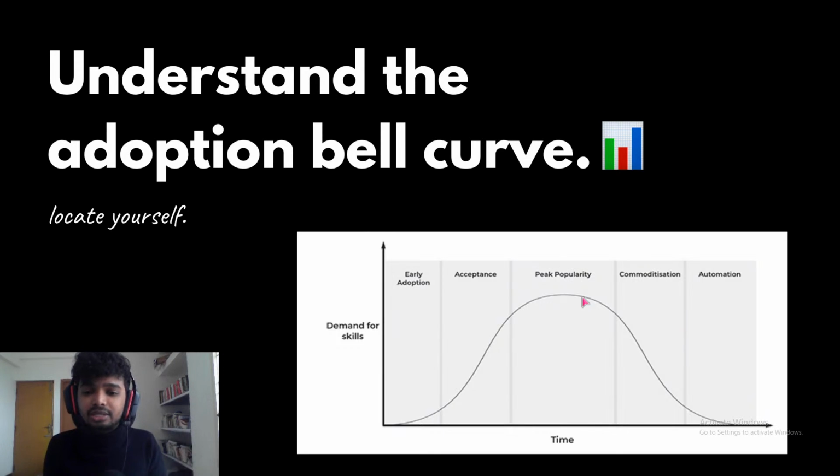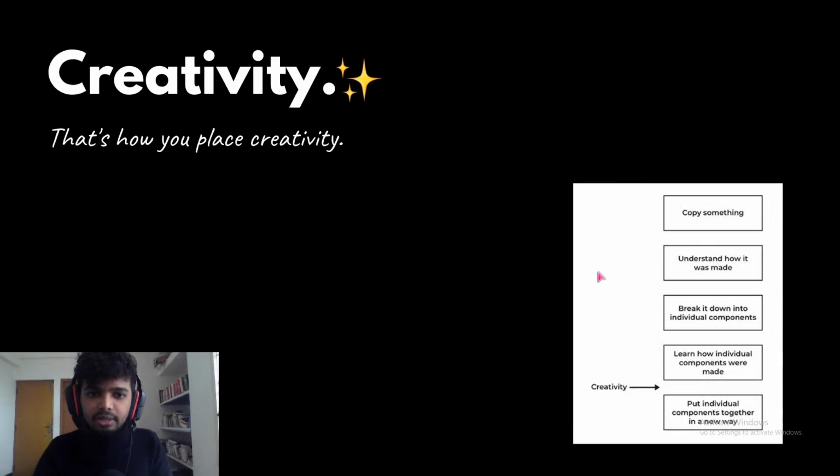So these are the niches which are at peak popularity right now. If you are in here, that's much better. If you're in the acceptance stage, that's much better, because it will take at least like 7 years to reach this stage, that particular domain. Okay, so you need not worry. You have to understand the bell curve. You have to see where your niche is on the bell curve. Okay, I'll move on to the next.